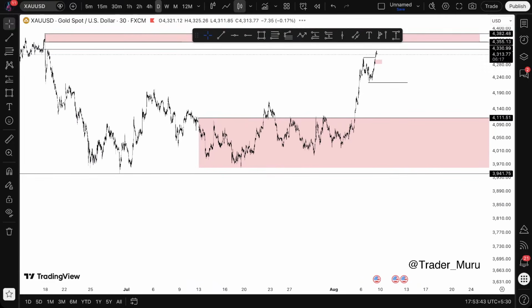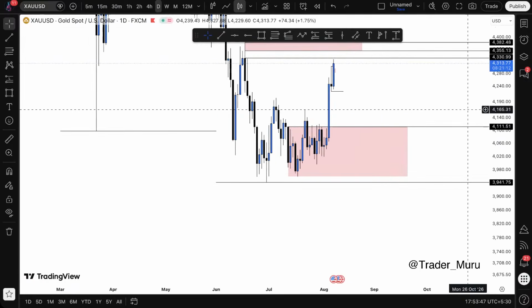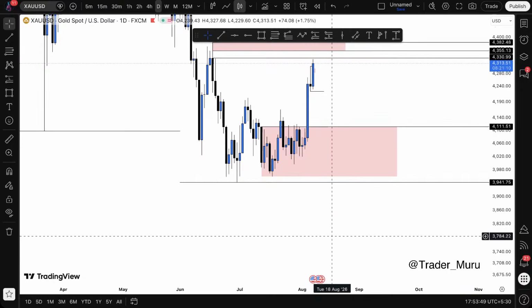If we get 4100 today, then it will break 3800 too.